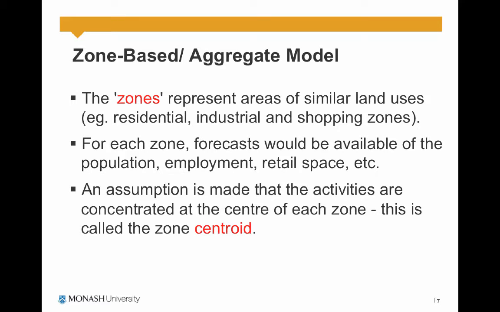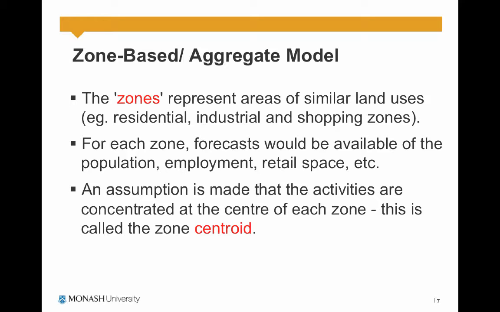4-step travel demand models are a kind of zone-based or aggregate models. The zones in an aggregate model represent areas of similar land uses, whether it's residential, industrial, or shopping. In each zone, we need the forecasts of the population, employment, and retail space. Generally, we need a lot of land use information in each zone to be integrated in the travel demand model.